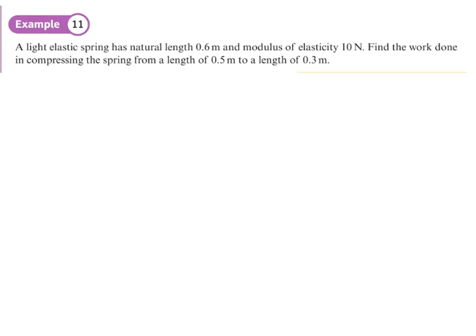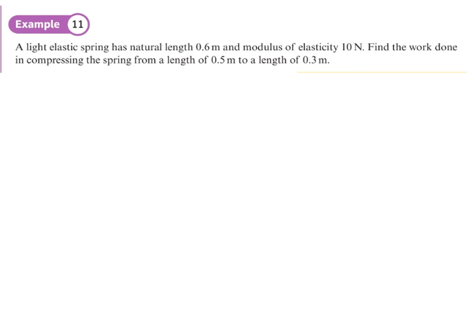Right, let's move on then. Next. In this example, you've got a spring, or a string, sorry, being compressed. It starts off at 0.6 meters naturally, and then it's compressed to 0.5 meters, and then compressed to 0.3 meters. You've got a modulus of elasticity of 10 newtons. What you've got to do is work out the work done to compress it from 0.5 to 0.3. What I suggest you do is pause the video, have a go at it now, and come back in a second.